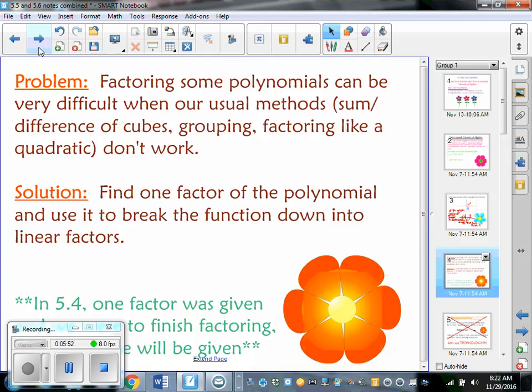Aren't I nice? Taking the training wheels off. I'm not giving you anything. Yeah, I'm not giving you anything. So here's the problem solving. Oh, no, no.